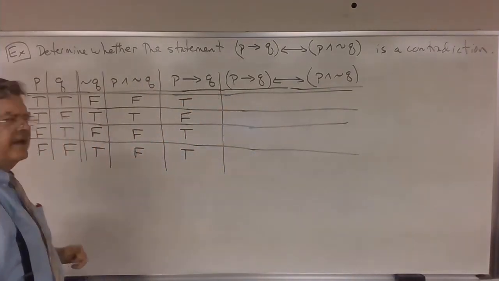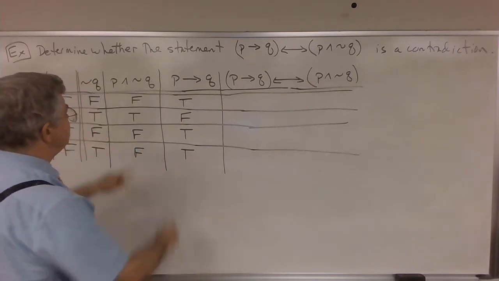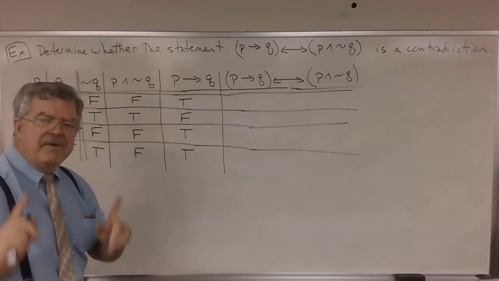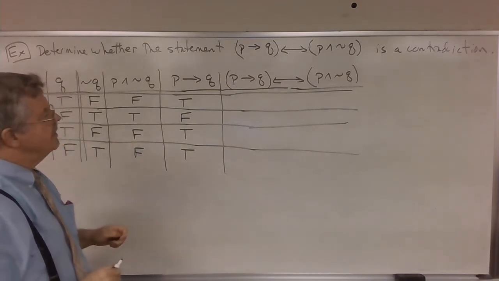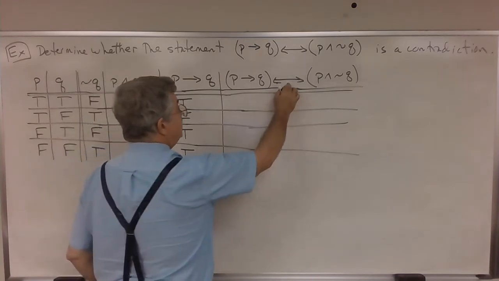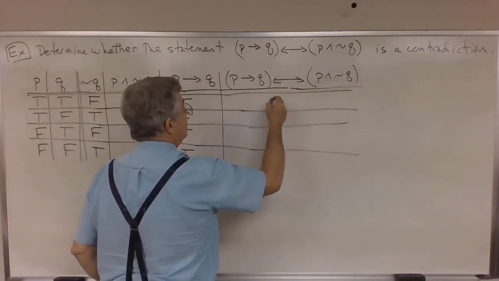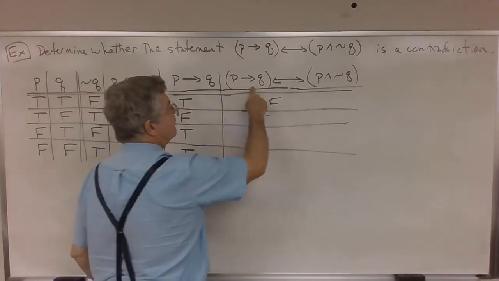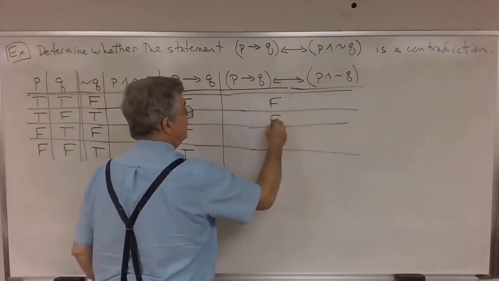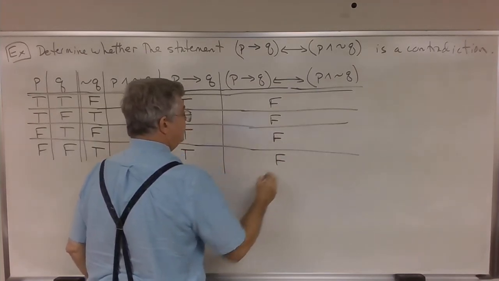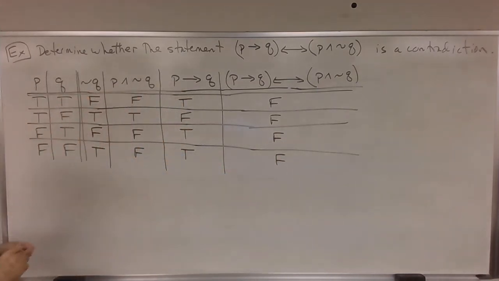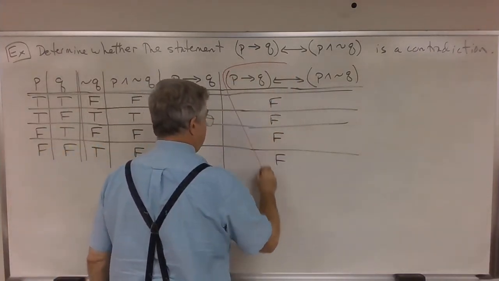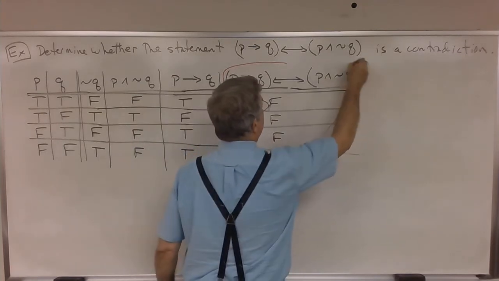And are they ever false simultaneously? Not here, not here, not here. They're never false simultaneously either. So this statement is never true, because these two things are never true simultaneously, and they're never false simultaneously. So in all cases, this statement is false. Okay, it's always false. Always.